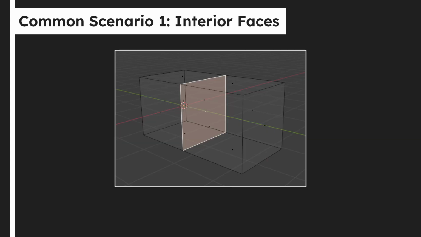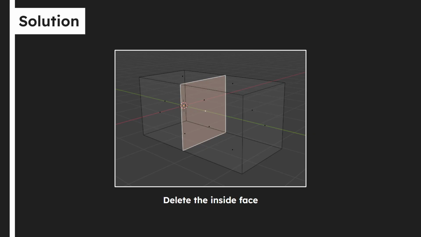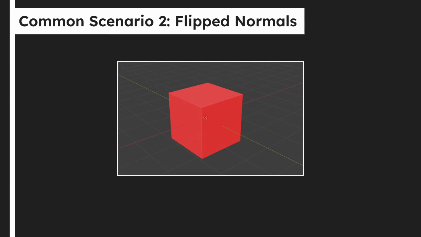What do these issues look like? Well, sometimes you might have interior faces. If you have a face on the inside, one, it's wasting UV space, it's wasting draw space and time, and it's just causing problems generally. If you tried to bevel this, it would cause a nightmare. The solution is to delete the inside face. This one's pretty self-explanatory, right? We don't need faces on the insides of our meshes.